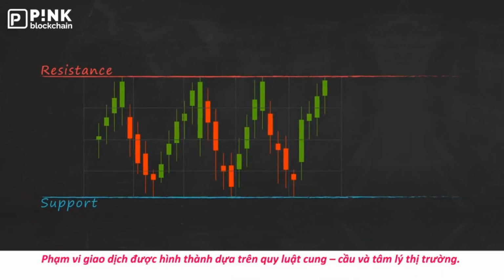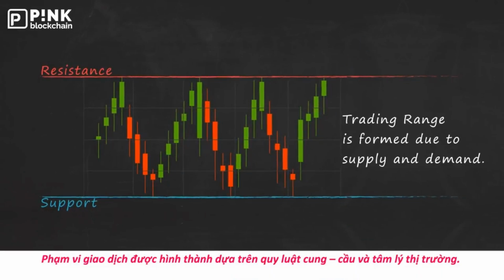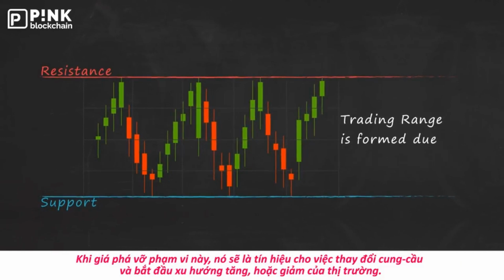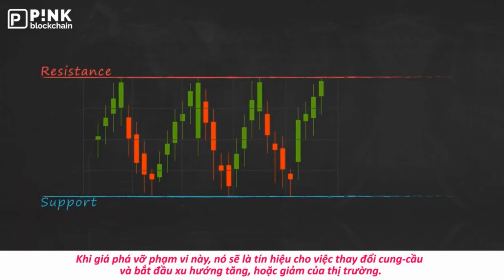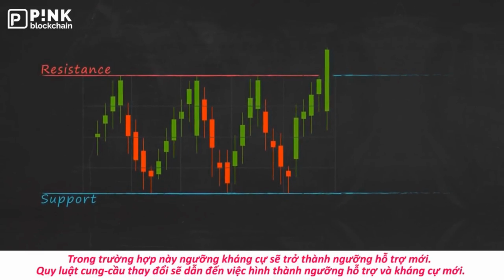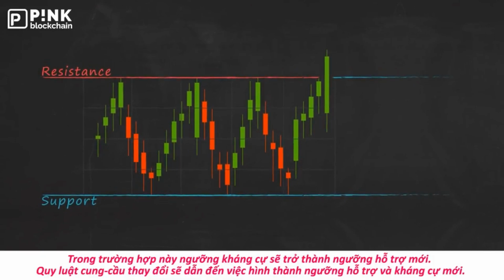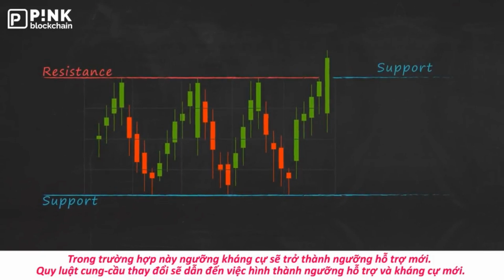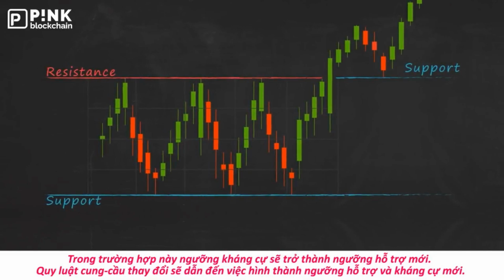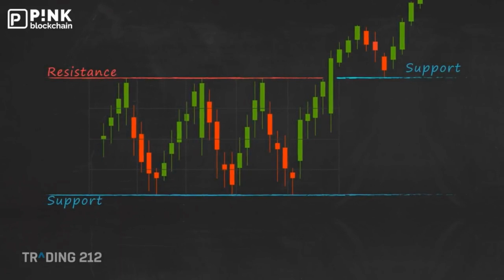Trading ranges are formed due to supply and demand and market psychology. When the price breaks out of the range, it signals a change in the supply and demand and the beginning of an upward or downward trend. Let's say the price breaks out above the resistance level. At this moment, the resistance line might become a new support level as the supply and demand has shifted, so most likely new levels of support and resistance will be established.